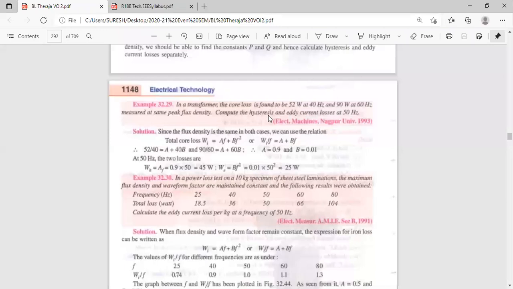At 50 Hertz, he is asking hysteresis and eddy current losses. Therefore, you have calculated the A value and the B value. WH is A into F, and WE is B into F square. Then you will get hysteresis loss and eddy current loss. The unit is watts. Take down this. Very simple problem.